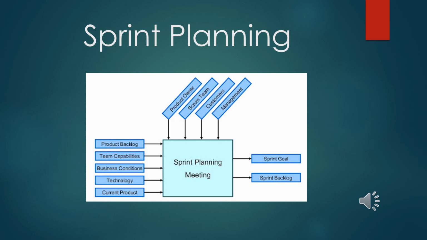Items are selected from the product backlog to create the sprint backlog. The items are selected based on factors like value, urgency, and availability of needed resources. Items that are ready to be put in the sprint backlog are said to have met the definition of ready.